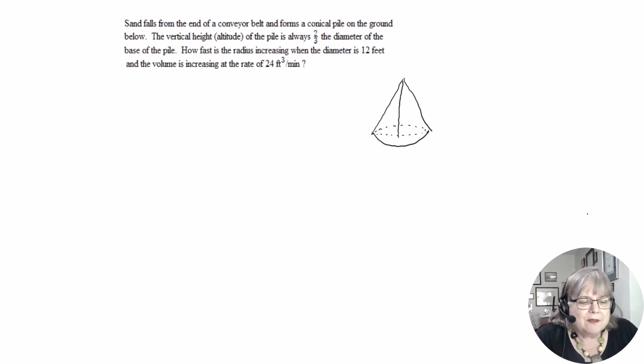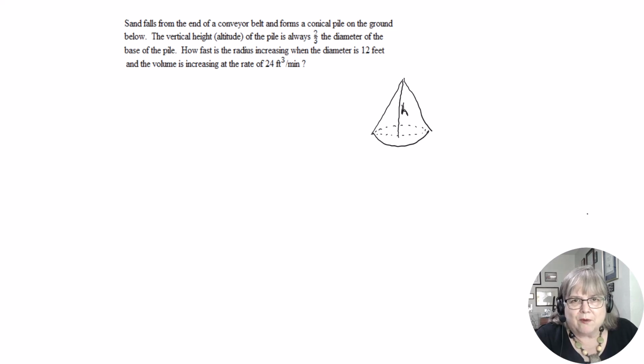All right. So it says sand falls from the end of a conveyor belt and forms a conical pile on the ground below. The vertical height, which is this part right here, h, of the pile is always 2/3 the diameter of the base of the pile. How fast is the radius increasing when the diameter is 12 feet and the volume is increasing at the rate of 24 cubic feet per minute?